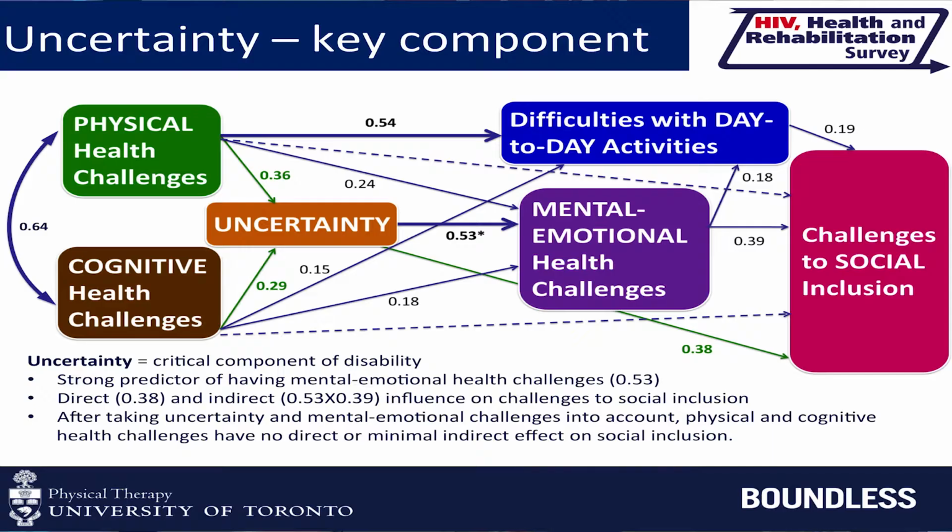We did some structural equation modeling with the HDQ scores in our Canadian sample. The take-home message here is that uncertainty is a key component of disability. It is a strong predictor of having mental and emotional health challenges, and as well a strong direct and indirect predictor of having challenges to social inclusion.